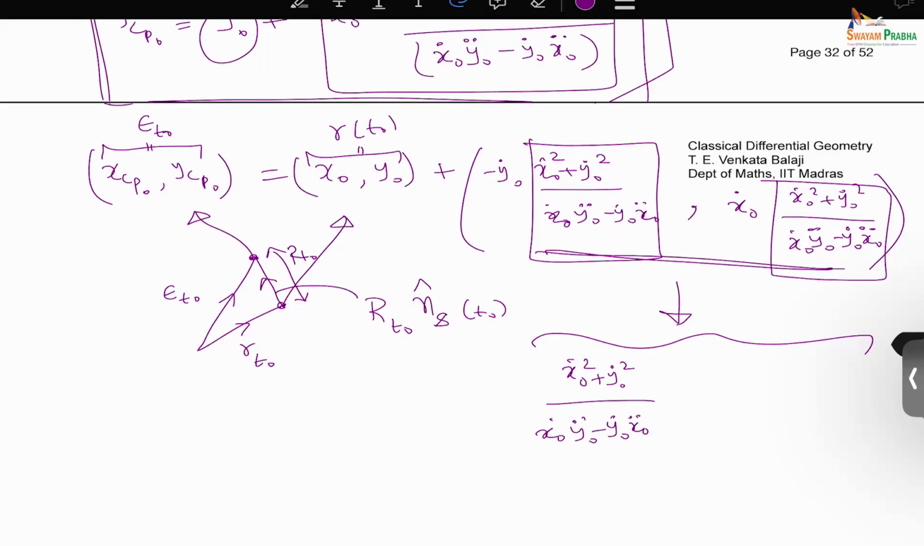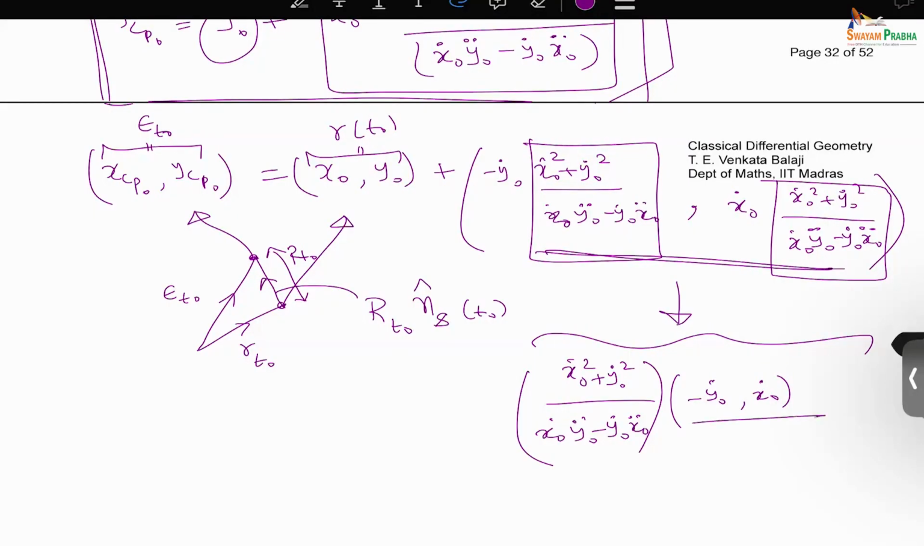Times, if you take the scalar out. This is just scalar multiplication of a vector. Multiplying a vector by a scalar is the same as multiplying every component by that scalar. So I am just taking the scalar out, and here I will get minus y naught dot comma x naught dot. But what is this minus y naught dot comma x naught dot? It is exactly the signed normal. See, x naught dot y naught dot is the tangent. You rotate it by 90 degrees, you will get minus y naught dot x naught dot, and this is exactly the signed normal, but it is not the signed unit normal.